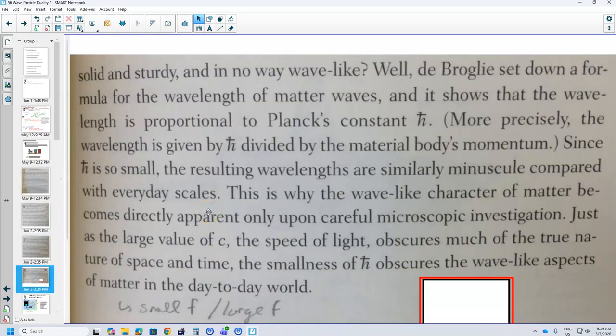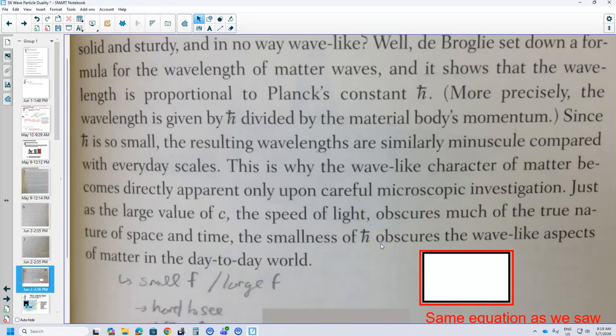Well, de Broglie set down a formula for the wavelength of matter waves, and it shows that the wavelength is proportional to Planck's constant. More precisely, wavelength is given by Planck's constant divided by the material body's momentum. Since h bar is so small, the resulting wavelengths are similarly minuscule compared to everyday scales. This is why the wave-like character of matter becomes directly apparent only upon careful microscopic investigation.